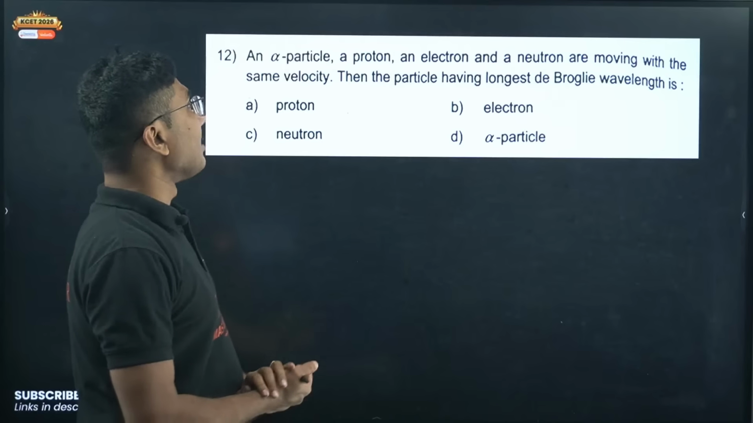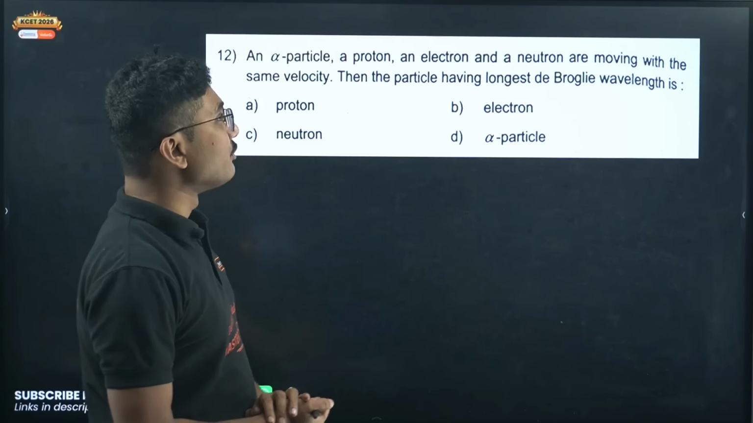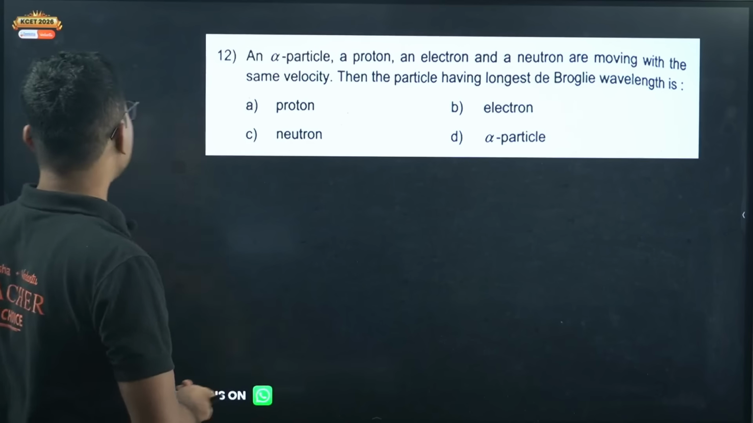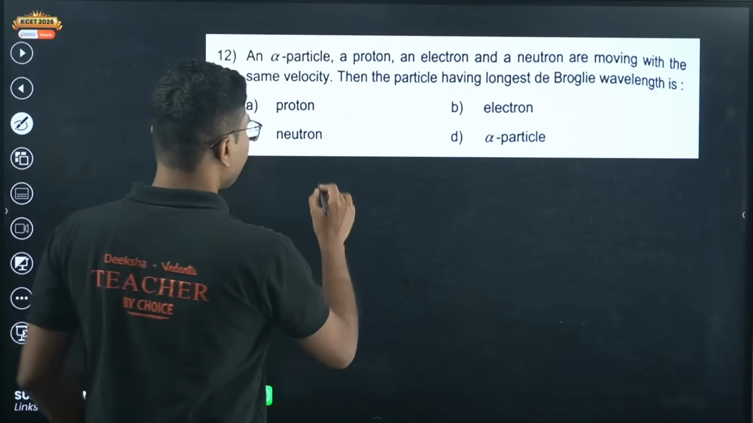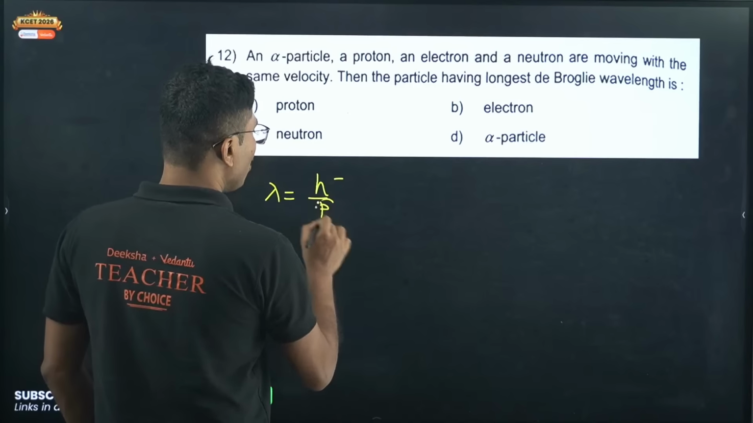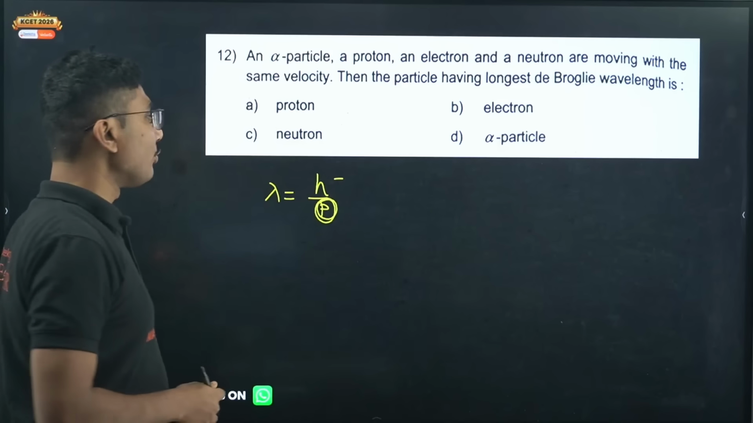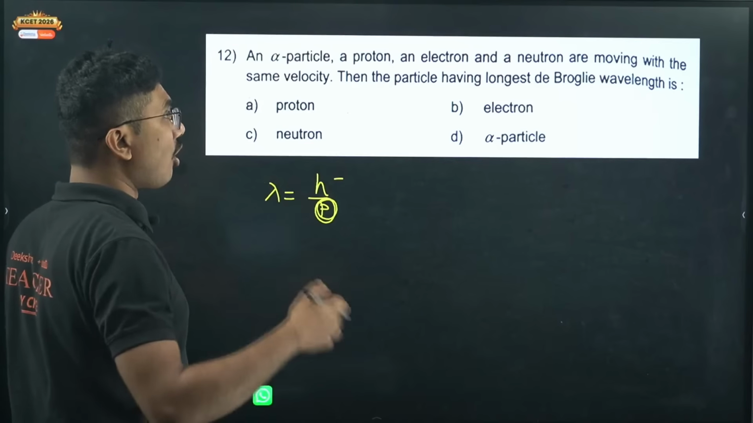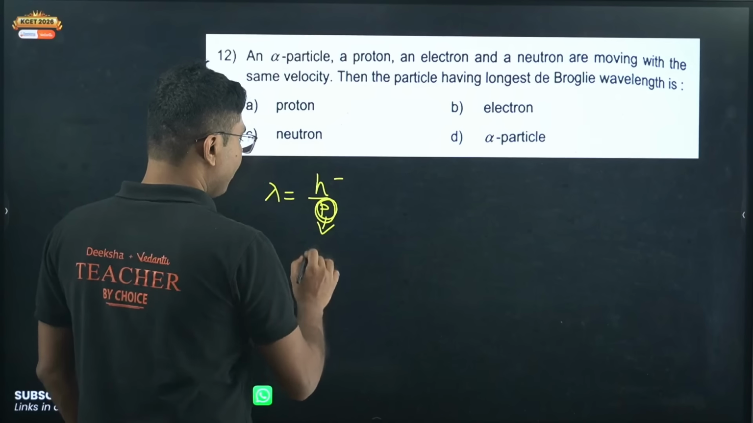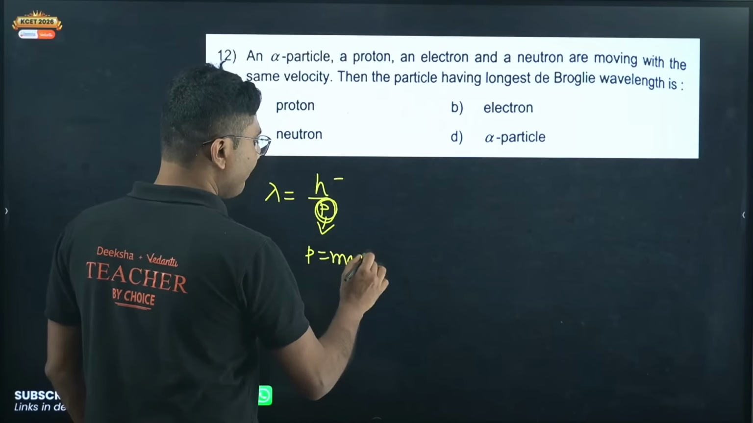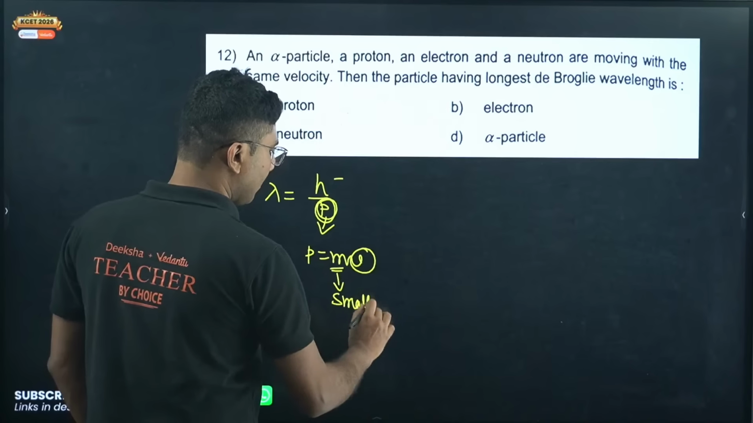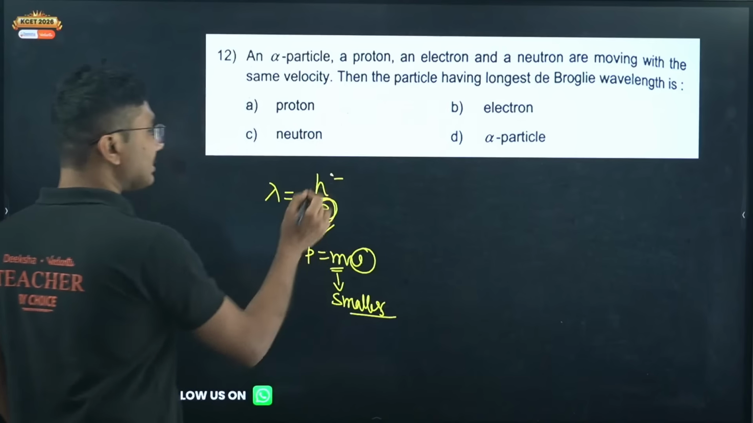An alpha particle, a proton, an electron and a neutron are moving with the same velocity. The particle having the longest de Broglie wavelength. So what is de Broglie wavelength? De Broglie wavelength is lambda equals h by p. So whoever has the highest p will have the longest de Broglie wavelength, right? Sorry, the smallest mass. So if p equals mv, and v is the same, then the smaller the mass, the longer is the de Broglie wavelength.